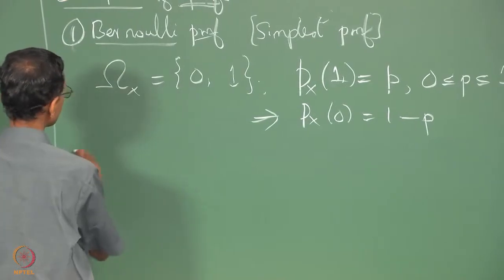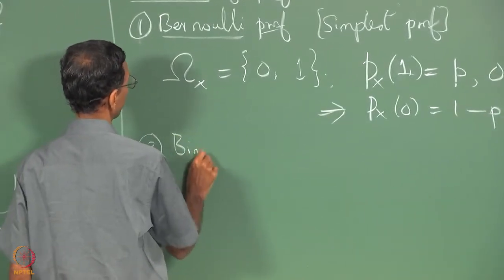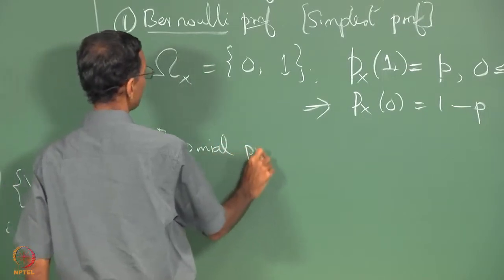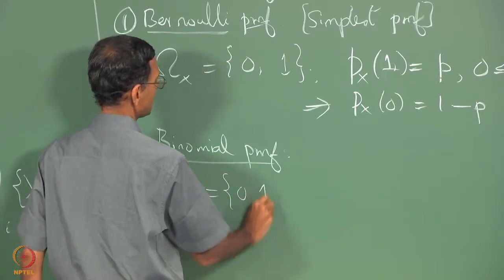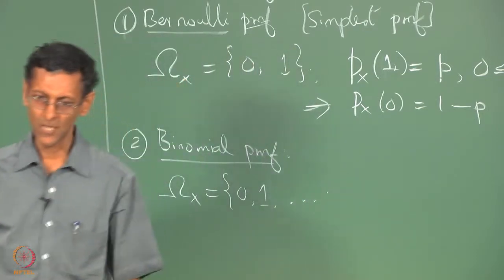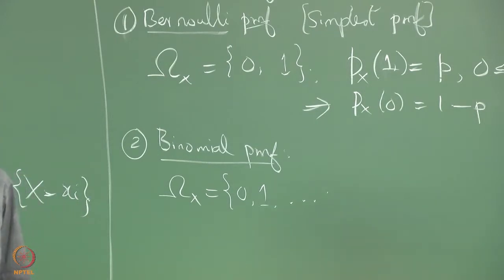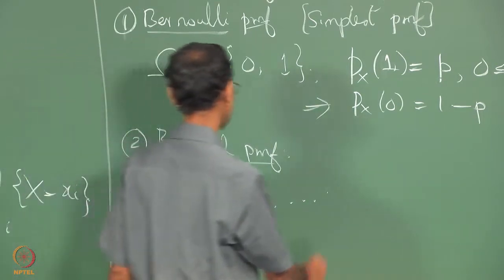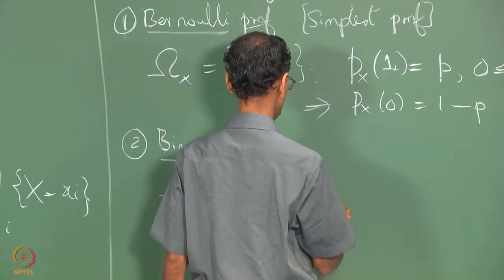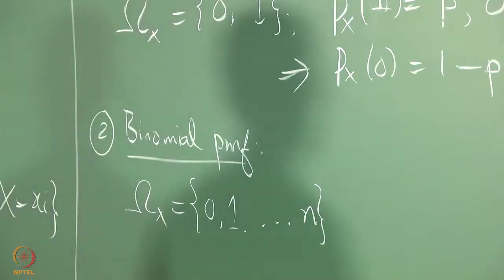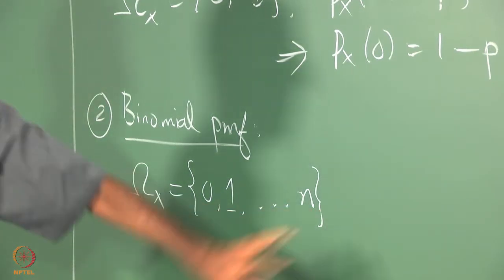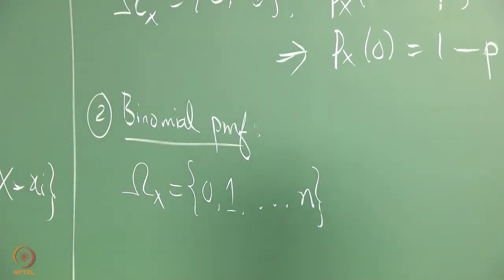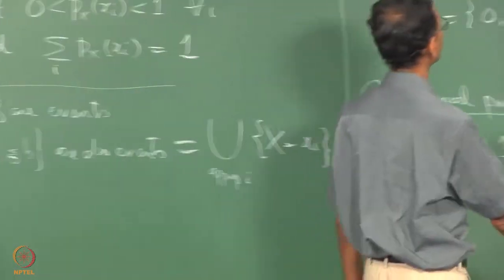Anyway, the next one is the binomial PMF, which we have already seen. Here omega x is the set of integers 0 to n. Let me see which letter I used here. Did I use capital N or small n? Okay, I'll use lowercase n. Where did I use capital N in the past? I guess I used it for the receiver number of endpoints, but here we will stick to lowercase n.